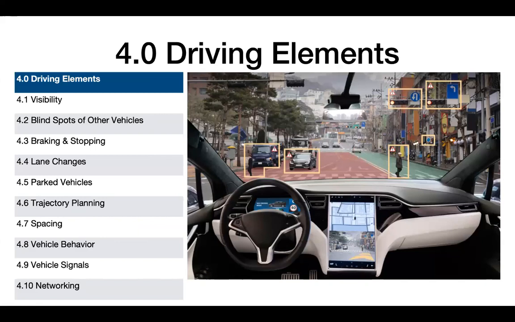We have the problem of visibility, being in the blind spots of other vehicles. How do we brake and stop appropriately? How do I change lanes? How do I deal with parked vehicles, or how do I even know it's a parked vehicle? How do I plan a trajectory? How do I maintain the proper spacing amongst other vehicles? How do I predict the vehicle behavior of others on the road? And how do I read vehicle signals? And then how do vehicles perhaps talk to each other?